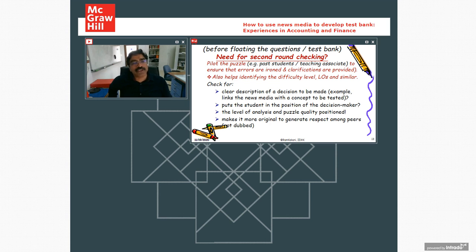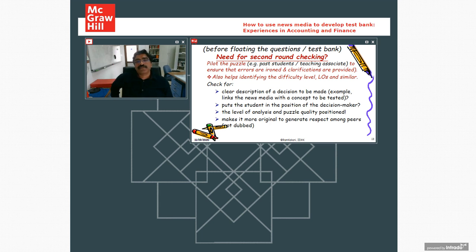Now, before floating the questions, before floating the test bank, please ensure that you pilot the puzzle. That is, you try it out. It could be just the next door uncle who probably is a commerce graduate if it is a finance related paper. But please pilot the puzzle with a few past students, teaching associates, to ensure that the errors are completely ironed out. Often, as a student, you will feel very unhappy if the assumptions are not being given. As a student, you feel cheated when you have not got the marks you deserve.